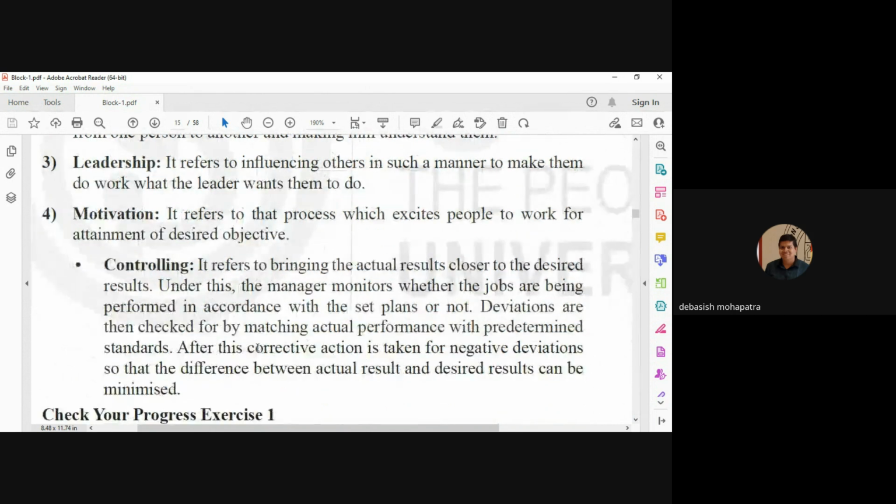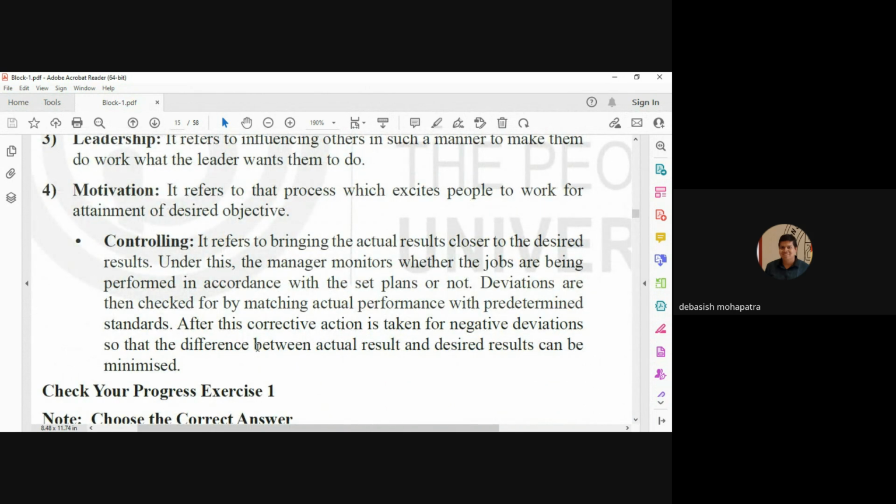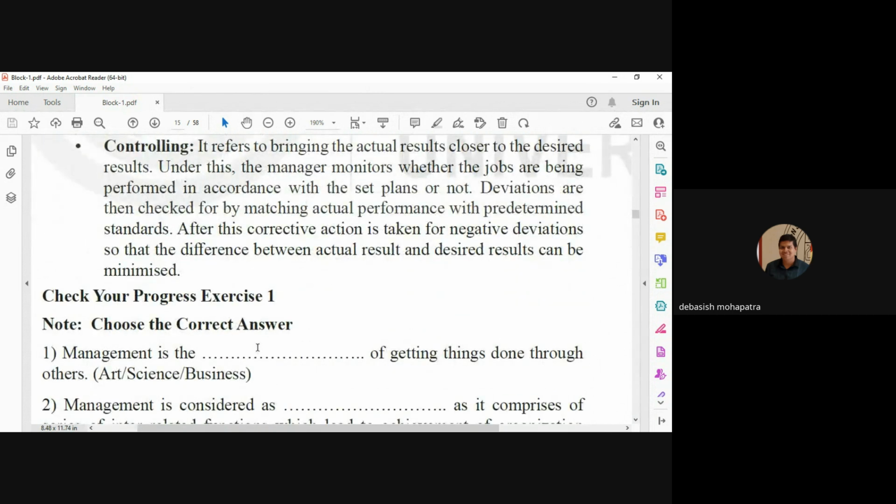objectives. Then is controlling, it refers to bringing the actual result closer to the desired result. Under this, the manager monitors whether the jobs are being performed in accordance with the set plan or not. Deviations are then checked for by matching actual performance with predetermined standards.